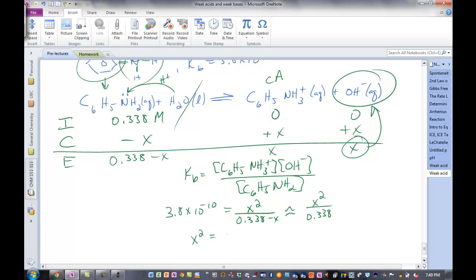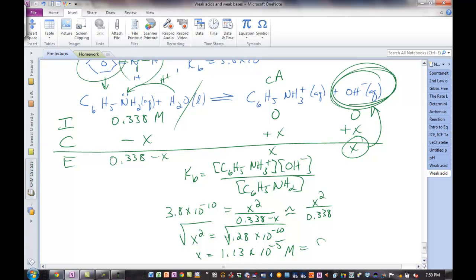So we get 1.28 times 10 to the negative 10th. Take the square root to solve for x. Okay, what is that? Well, first of all, don't forget your units, it is molarity. And what does that equal? X equals hydroxide. All right, so we want to calculate the pH of this solution.